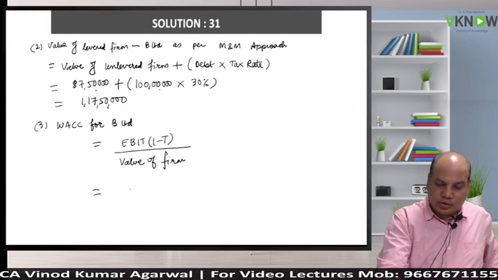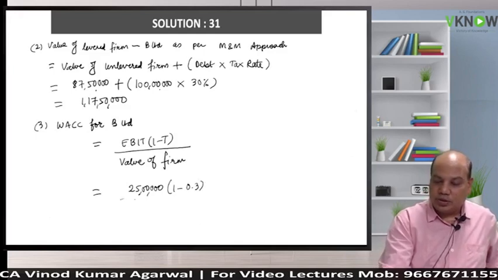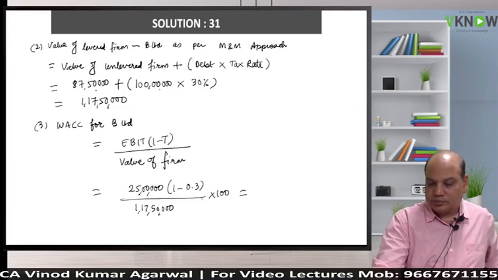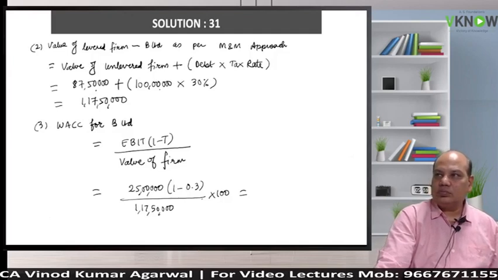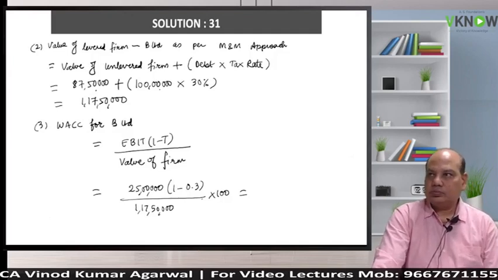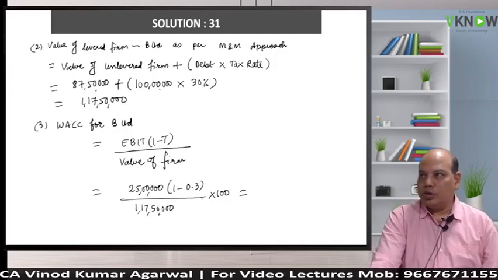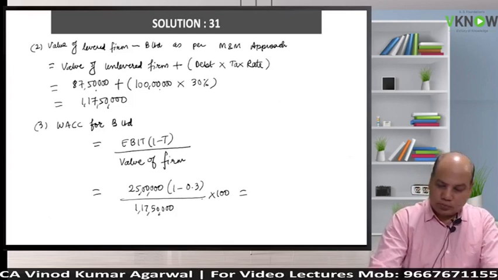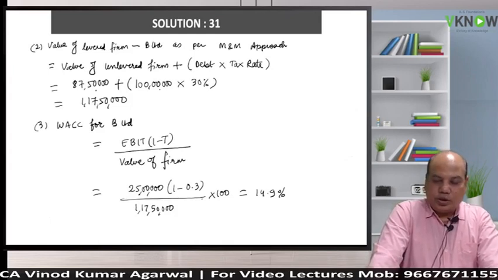So EBIT was how much? 25 lakh. Write down into 1 minus 0.3. Value of firm we have got just now, 1 crore 17 lakh 50,000 into 100. Yes. So it is 14.9%.